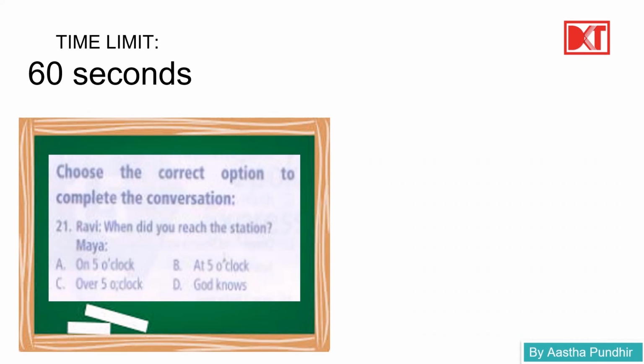Right, here, choose the correct option to complete the conversation. Let's see. Ravi asks Maya, when did you reach the station? Maya: A. On 5 o'clock, B. At 5 o'clock, C. Over 5 o'clock, D. God knows. Correct answer is B, at 5 o'clock. Why at? Because in prepositions we learned that at is used to tell some definite time or particular place. And here D, God knows, is a rather rude reply. It means, I don't know, only God knows when I reached.